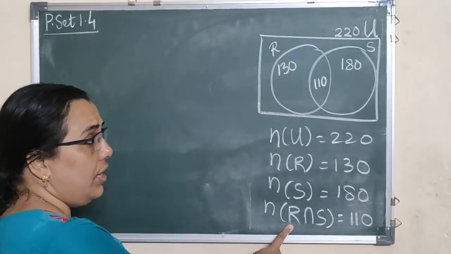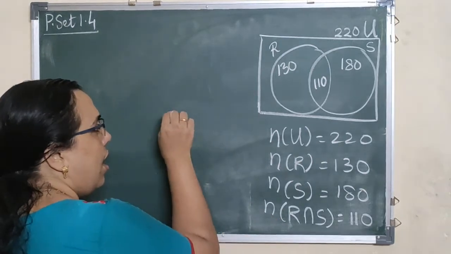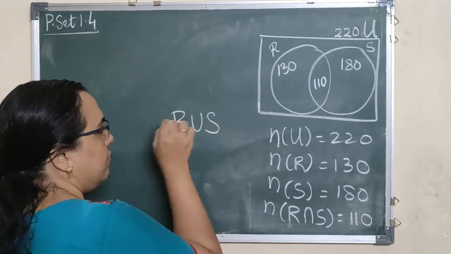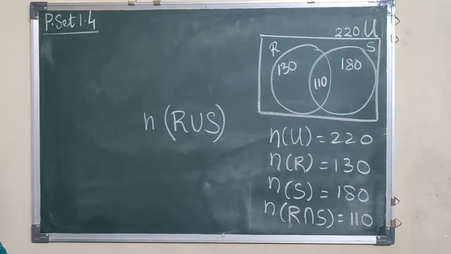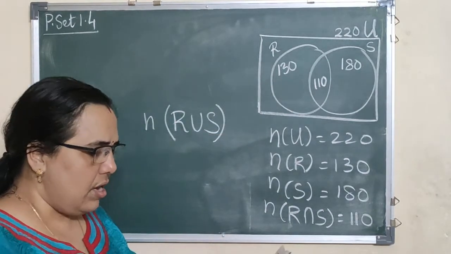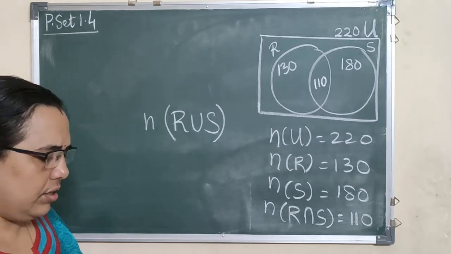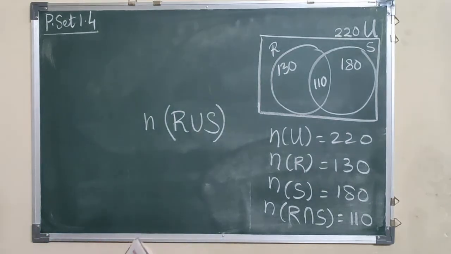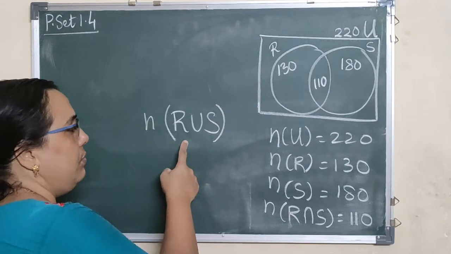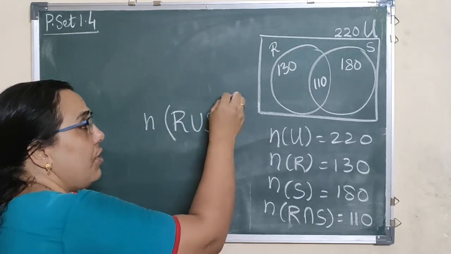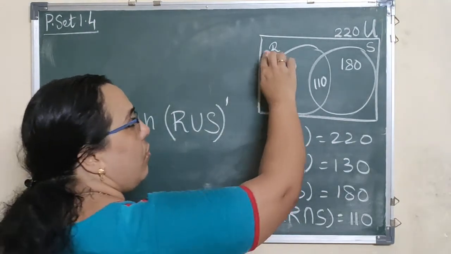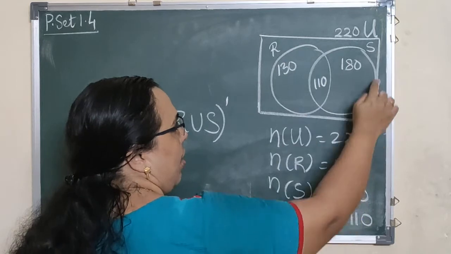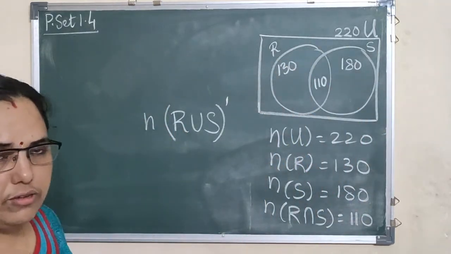Yes, we have to find R union S. So how can we find this? Yes, we have the formula with us. Then they asked us to find how many of them do not have any of the two hobbies. That means exactly what are we supposed to find? The union's complement. Is that clear? That means who doesn't fall into these two, who are outside with no hobbies.